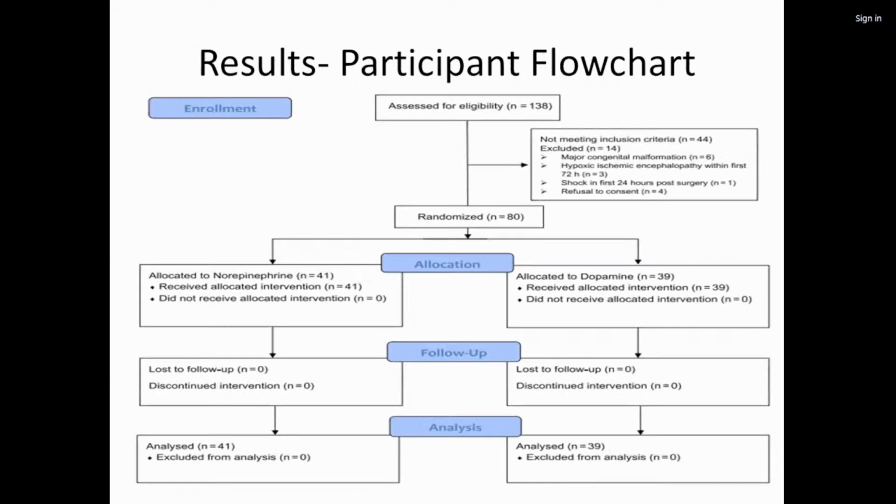So this was the main result. During the study period, a total of 138 were assessed, of which 58 were excluded, and randomization was done for 80 babies, in which norepinephrine was given to 41 and dopamine to 39. There was no loss to follow-up.